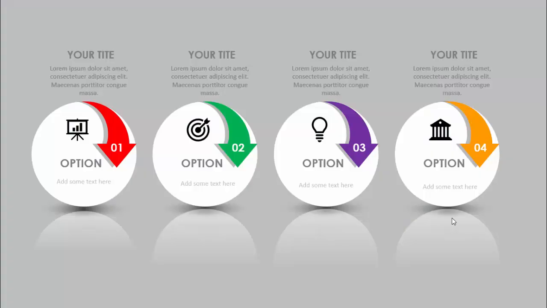In today's tutorial, I'm going to show you how to make this 4 circle with a curved arrow infographic slide design in PowerPoint. As you can see here, I have created this circle and I have put a curved arrow with the shadow effect, and I've put the option number 1. You can add the icons if you have, and then you can add some detailed text here.